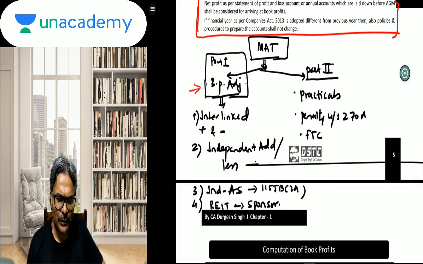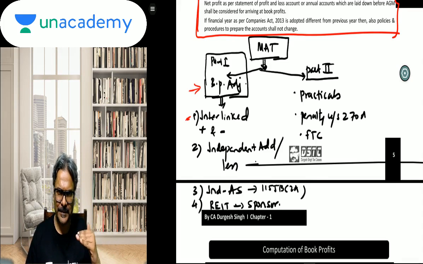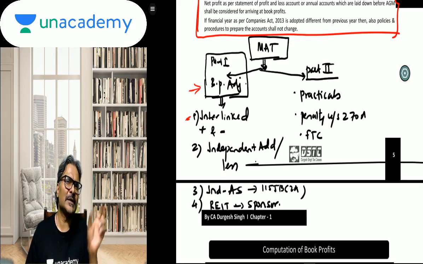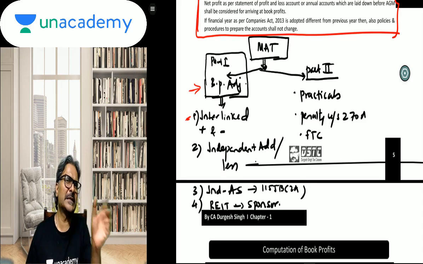Here, first, we are going to look at the interlinked adjustments. There are many interlinked adjustments. What we have to do is take the net profit as per the books for the Companies Act, and on that net profit there is an add on specified items, and then there is a less on specified items.